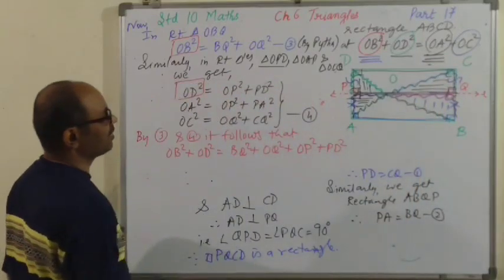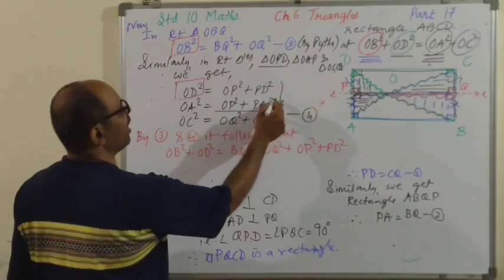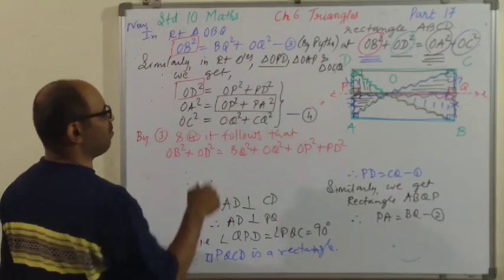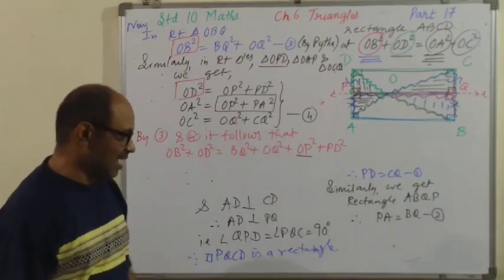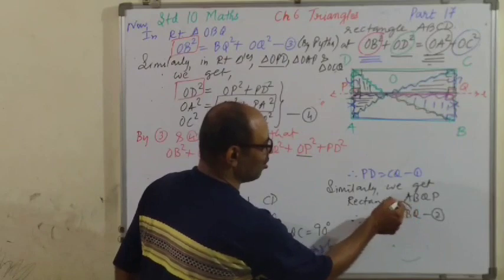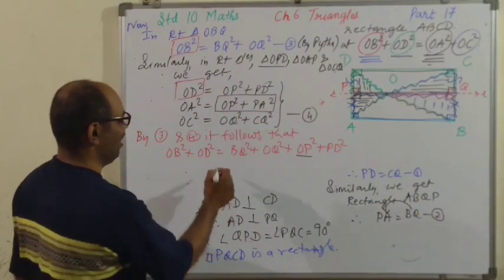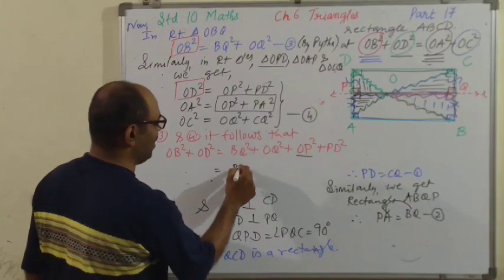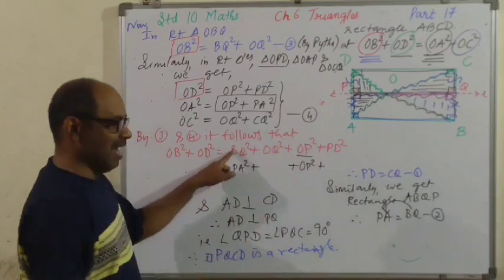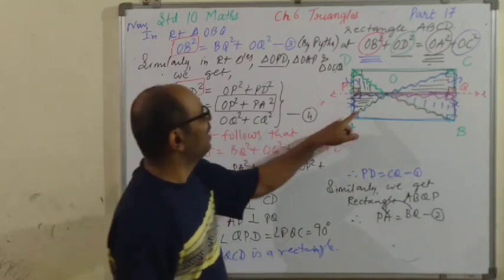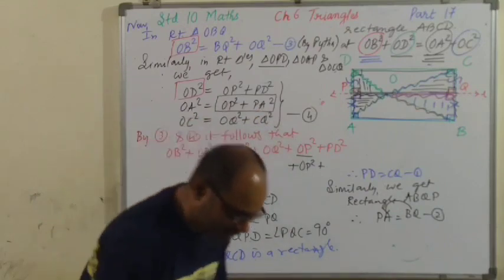I need OA. Where will OA come from? It comes from here. What is OA square? OP square plus PA square. OP square is available but PA square is not. But BQ is equal to PA. So in place of BQ write PA square, and OP square as it is. Understood? So now you can see OP square plus PA square is equal to OA square.